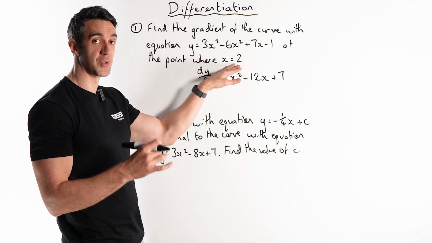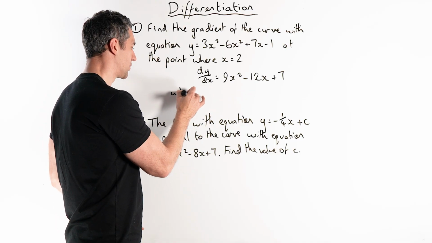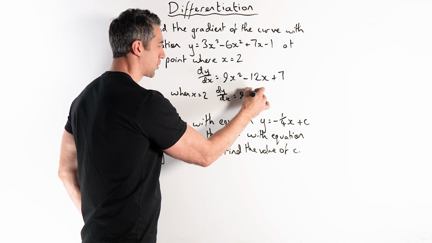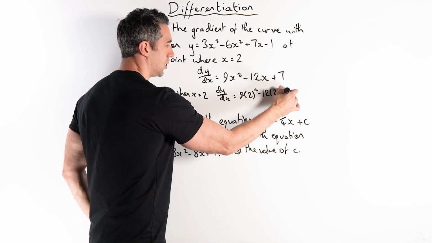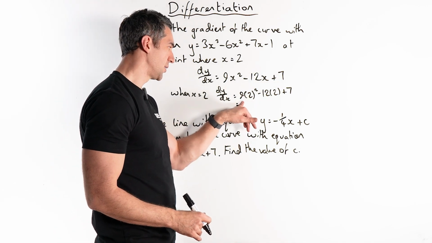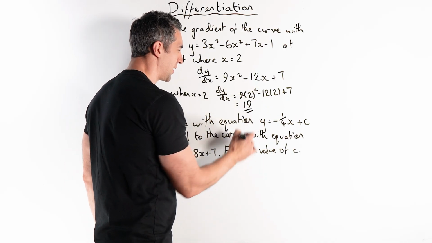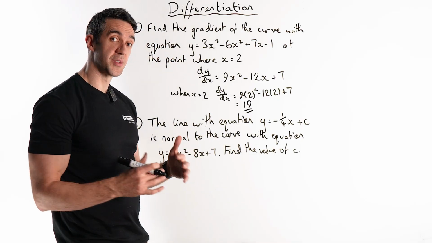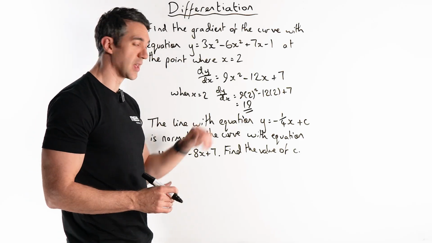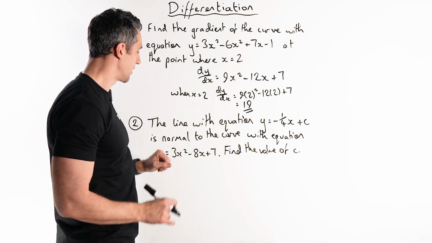So we're going to use x equals 2 and substitute it in to our gradient function. So when x equals 2, we know that dy/dx is going to equal 9 times 2 squared minus 12 times 2 plus 7, and we're just going to work out that value. So 2 squared gets us 4, times 9 is 36, minus 24 gets us 12, plus 7, we get 19. That is our gradient. In some questions, we might then go on to find the equation of the tangent at that point, but for now, we're just going to leave it there and have our gradient of 19.